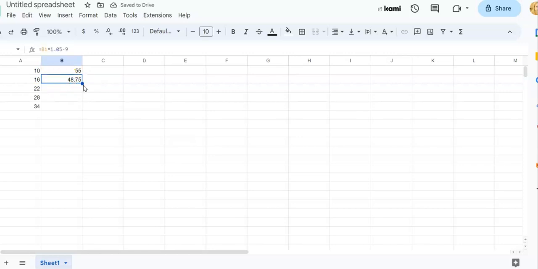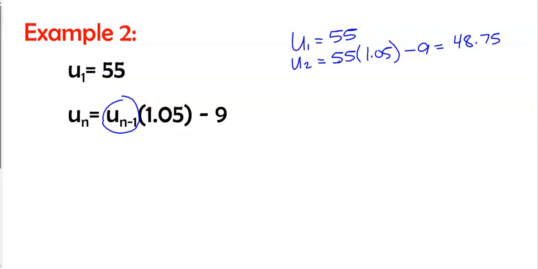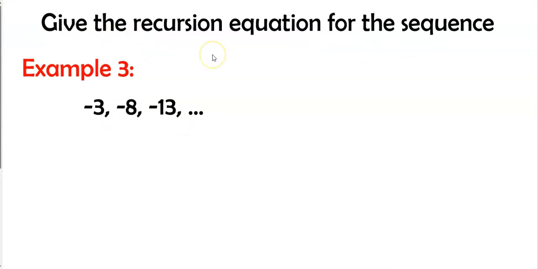There we go. There's the 48.75 that we had before, and then we can drag that down, and you can see what's happening with that. Okay, I'm not going to do it on the graphing calculator this time. I'll maybe flip back to that one on a different example. Alright, moving on to example 3.